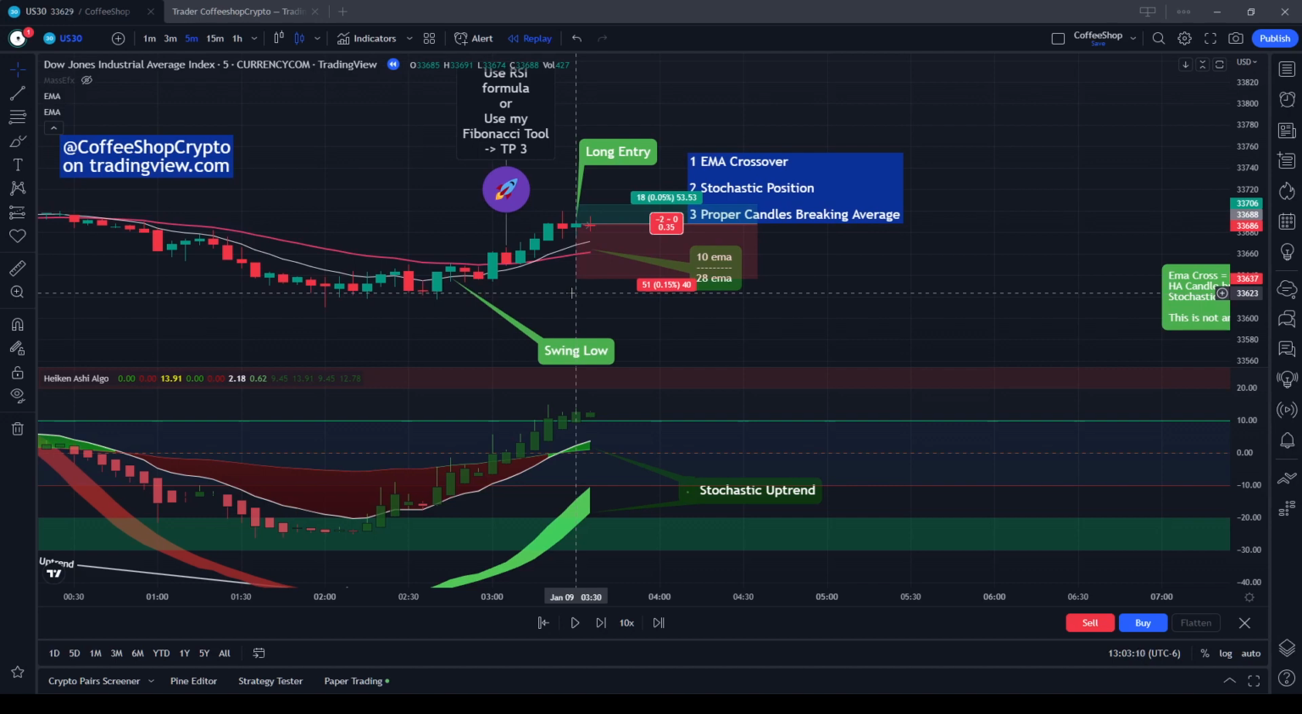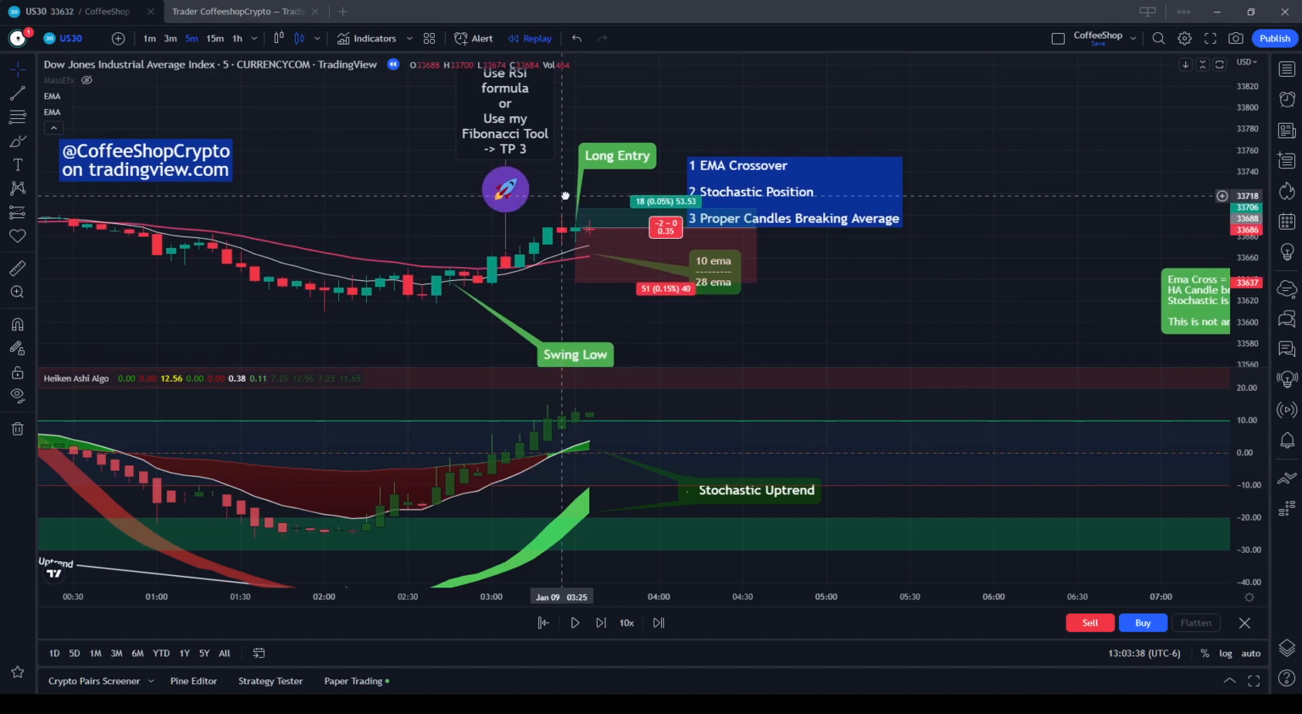Now, RSI formula says 13.91, right? So that would be a 1 to 3.91. However, since my stochastic is on the wrong side of the trend, it's below, instead of being a 1 to 3.91 for my risk reward, I'm going to go 1 to 2.91. Subtract 1 if there's ever anything wrong, okay?